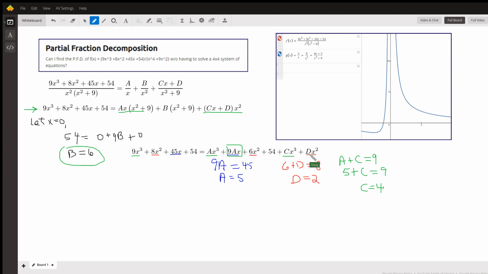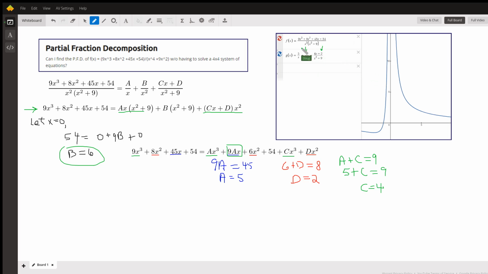And then if I look for the x squared terms, 6x squared plus dx squared has to equal 8. 6 plus d equals 8, d equals 2. And finally, for the cube terms, which I've outlined in green here, a plus c has to equal 9, but we already found out a is 5. So there's your values. A is 5, b is 6, c is 4, d is 2.